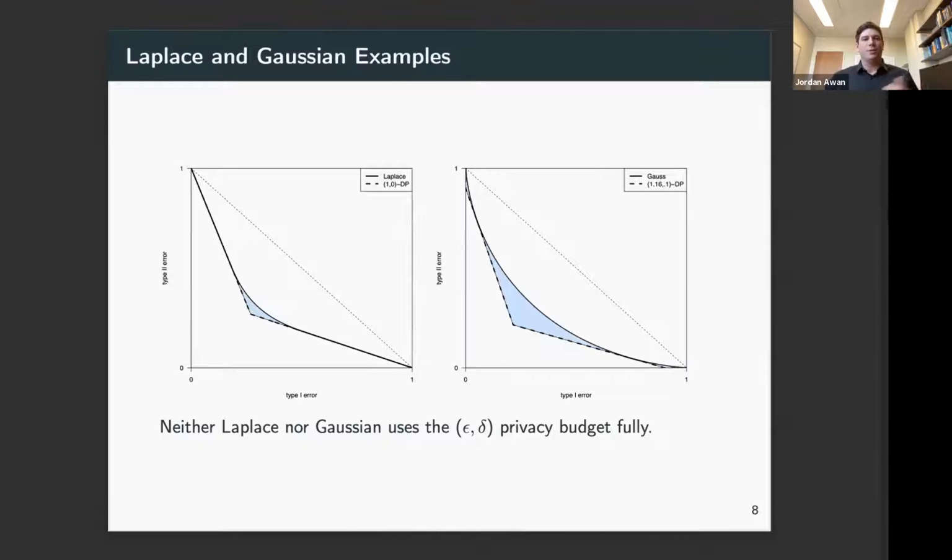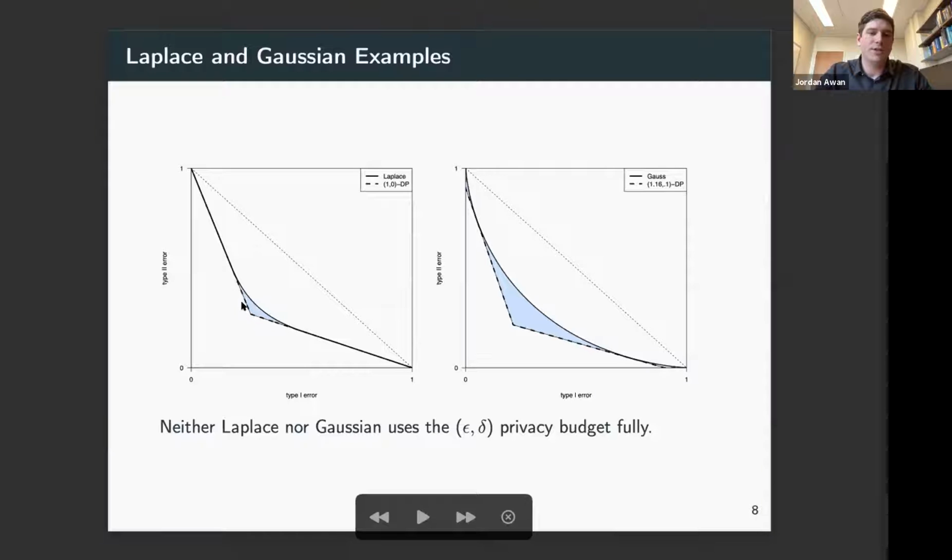So we talked about Laplace and Gaussian noise. We could look at those trade-off functions and see how they compare to the epsilon-delta lower bound that they achieve. On the left, we have the Laplace trade-off, and we see that it does not match the epsilon-0 lower bound. There's this blue region where they differ. And the same story with Gaussian noise. It doesn't match the epsilon-delta. So in some sense, they're not fully utilizing this privacy budget because they're not matching this lower bound. That's what motivated the first part of this project, which is how can we match the lower bound? And if we do that, what are the benefits?